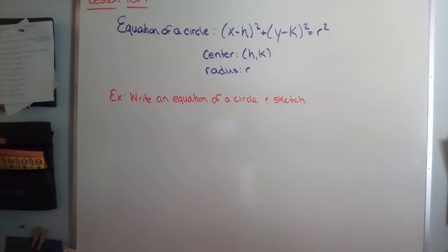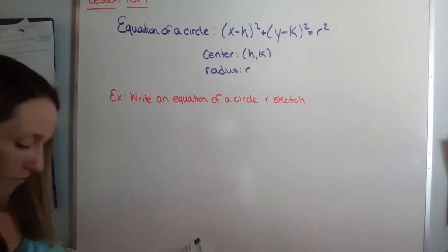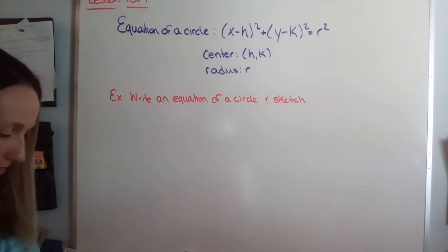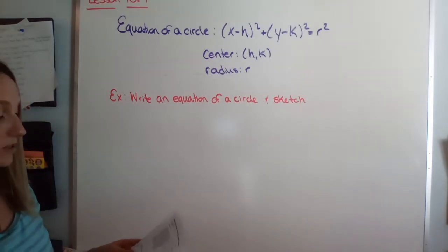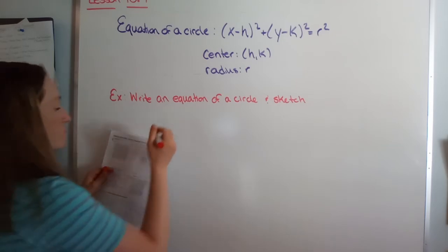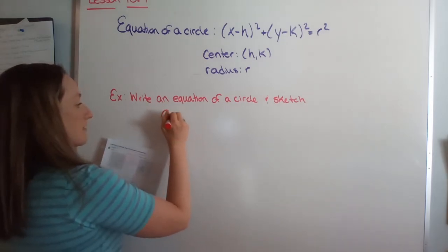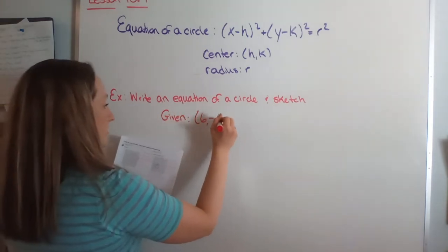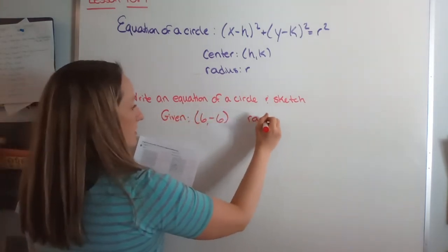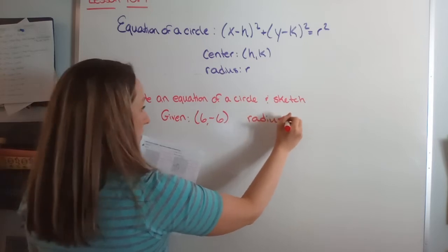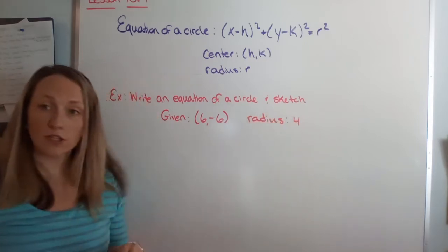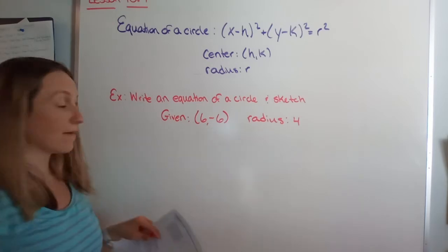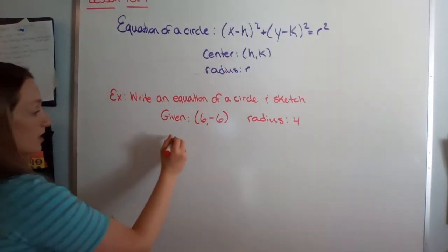So for this one, I'm actually going to move on. I'm going to look at problem 3. This time you're given 6, -6, and you're given the radius is 4. So what are the 2 pieces of information you need to know? Center and radius. You know them. So you can write your equation.